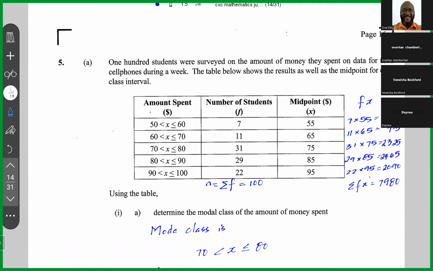All right, I'm going to put in a column called cumulative frequency. Cumulative frequency means you're adding the frequency as you go down. So this is 7, then 7 plus 11, this is 18, then 18 plus 31 is what, 49. Then 49, we're adding the frequency as we go down, plus 29 is what, 68.